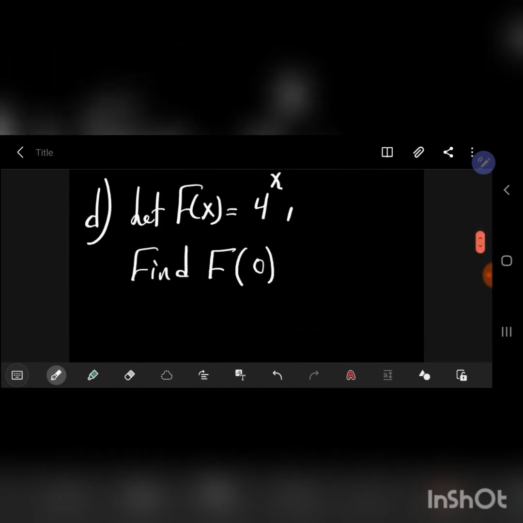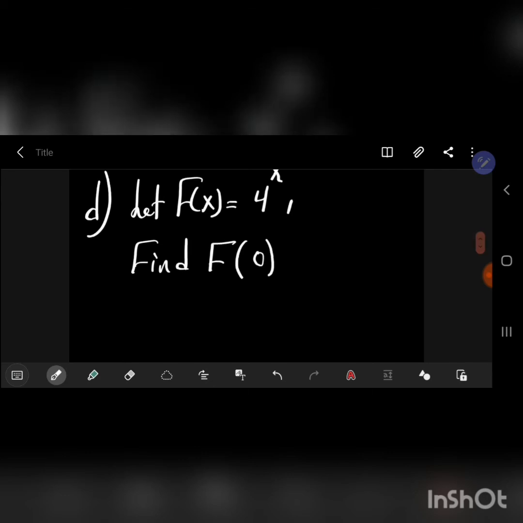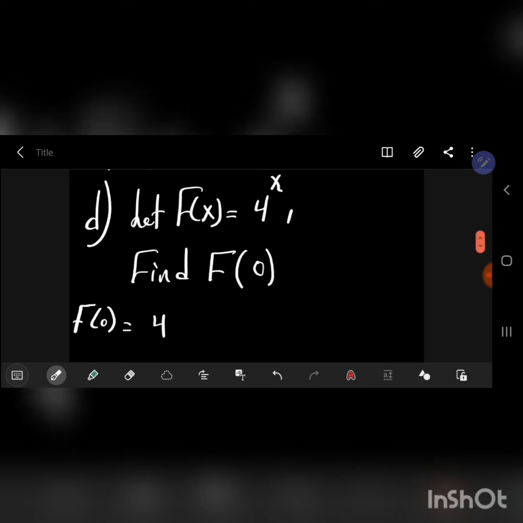The fourth question is, let f of x equal to 4 to the power x. Find f of 0. So instead of any x, I put 0. So I will solve it for you. f of 0 equal to 4 to the power 0. Instead of x, I put 0.